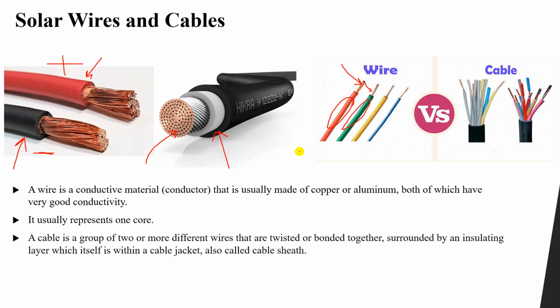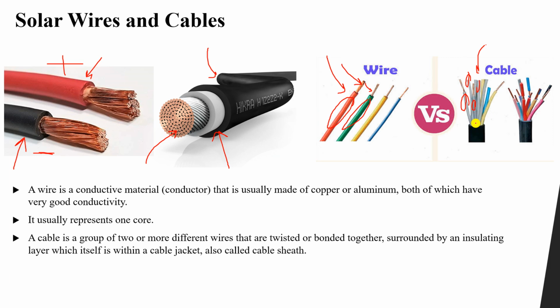Now, what is a cable? A cable is a group of two or more different wires. So instead of having just one wire like this or one wire like this, we have a group of wires like this. You can see this cable consisting of a group of wires, 1, 2, 3, 4, and so on, together in one bundle, surrounded by an insulating material. In this case we have a cable. So a cable is a group of wires, or sometimes we say that it consists of several cores.